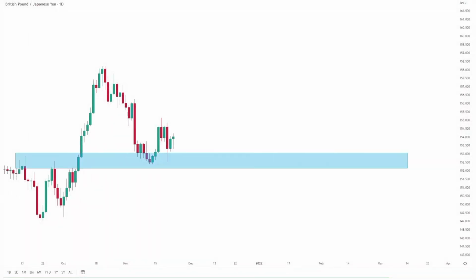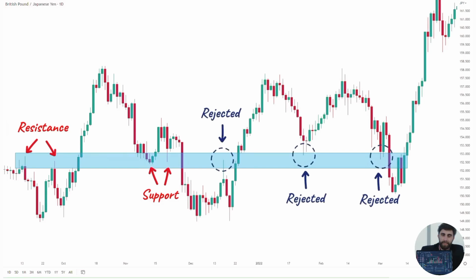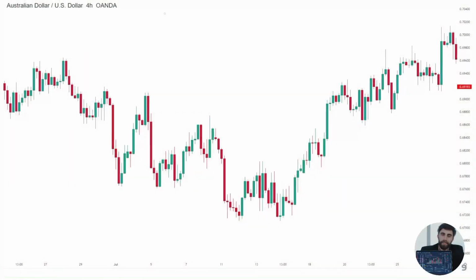Here on the pound-yen daily chart, this level got rejected multiple times, acted as both support and resistance, and was recently respected. Now when the price taps into this level, we expect the market to reject this price. See how many times the market reacted to this level along the way, and all we had to do was wait for an entry reason in a lower time frame to open a position, which we will discuss later in this video.